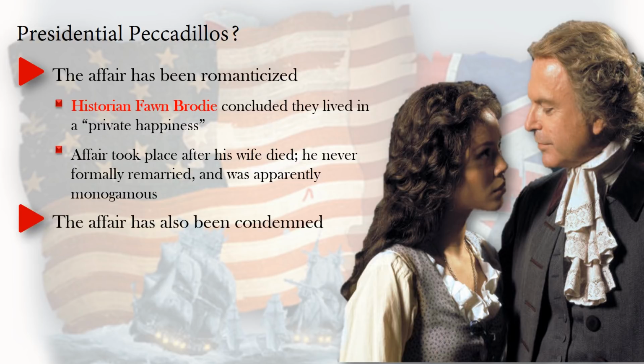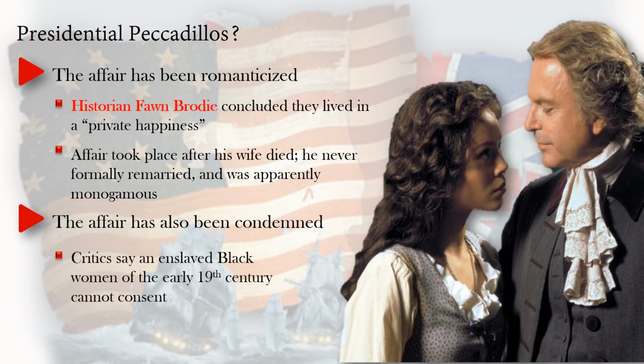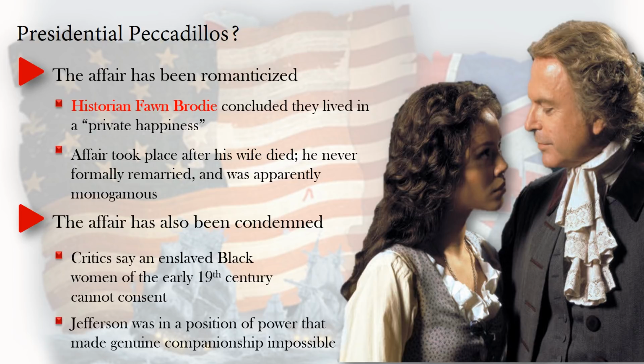But on the other side of this, the affair has been condemned. Critics will say that an enslaved black woman of the early 19th century cannot give her consent to this relationship. And so no matter how we characterize it in modern terms, we cannot escape the fact that she was enslaved and being denied any actual social or political power. And so how can we say these things? Jefferson, after all, was in a position of power, and that made genuine companionship impossible, so say the critics. So, wherever you land on this issue is, of course, up to you.